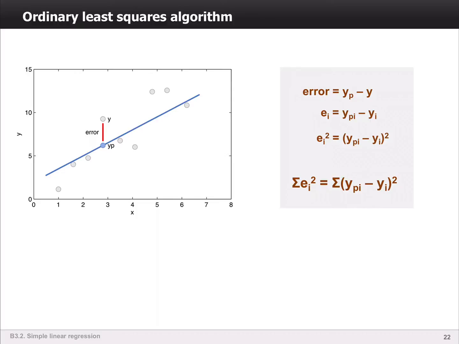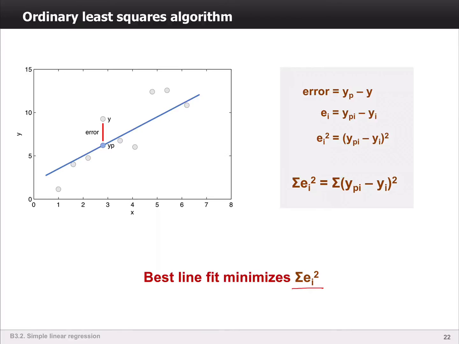So if we get the coefficients, the slope and intercept, for the line that gives as small a sum of squared errors as possible, that will be the best line fit, because in this case we fit all the points as well as possible. The sum of squared errors will be the minimum.